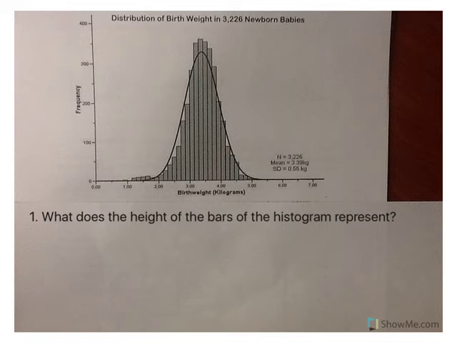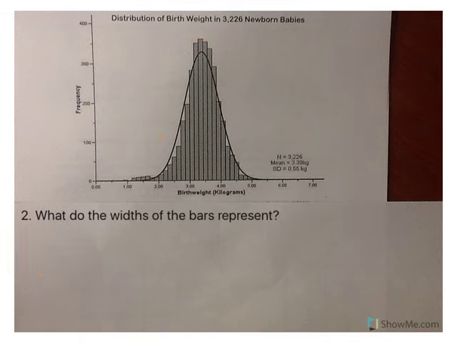Here we have birth weights, the distribution. Here you see n equals 3,226. N is the sample size. So we have 3,226 birth weights of babies. This question talks about the height of the bars. What do the heights of the bars represent? Well, that's frequency. And what is frequency? Well, it's the number of babies with that particular weight. Frequency is the number of, in this case, birth weights.